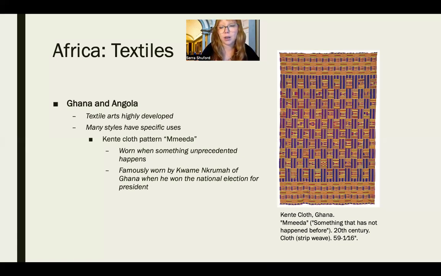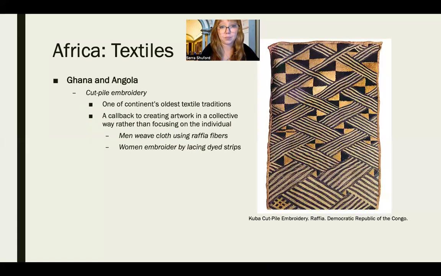But again, they are very, very highly skilled and developed in weaving, embroidery, all craft things that take a lot of skill to really get good at. They had this technique called cut pile embroidery. This is one of the continent's oldest textile traditions, meaning it's one of the world's oldest textile traditions. And it's a callback to creating artwork in a collective way rather than focusing on the individual. So in this type of artwork, men are going to weave the cloth, just a plain design without any pattern or anything. And then the women are going to embroider by lacing these dyed strips over top of it and then embroidering them onto the fabric itself.